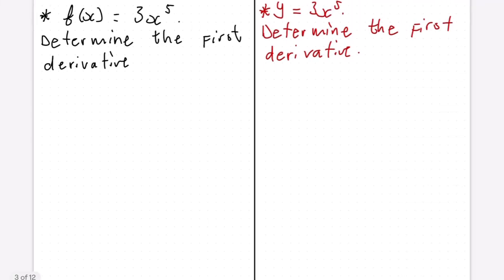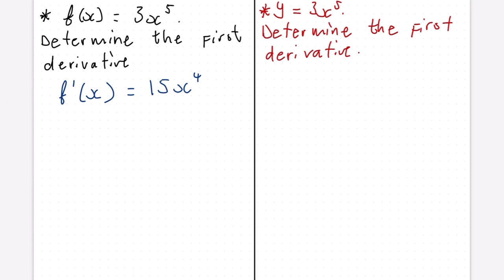Last time, we spoke about how if you were given that f of x is equal to 3x to the power of 5 and asked to determine the first derivative, you would denote the first derivative as f prime of x. F prime of x in this case would be equal to 15x to the power of 4. Now, if you struggle with that, make sure to watch part 3 of our video series where we clarify how to derive.